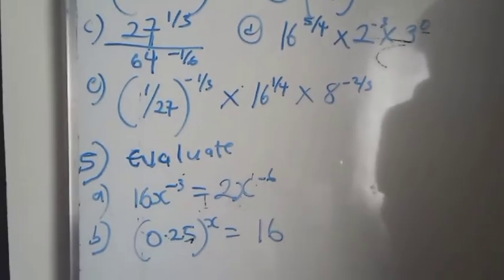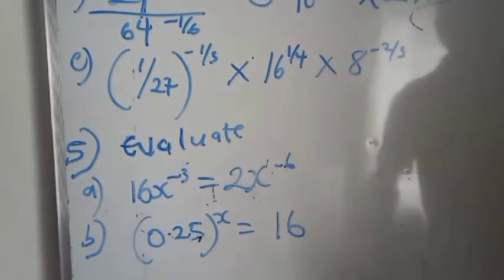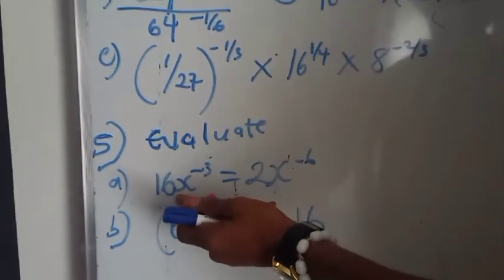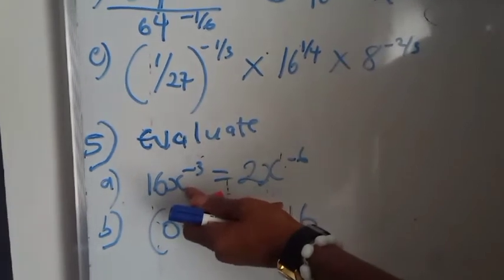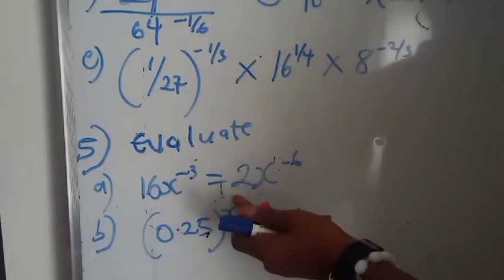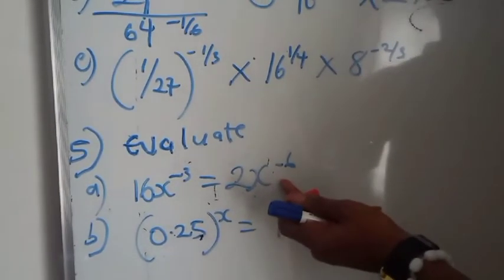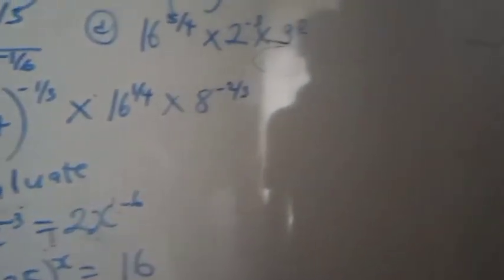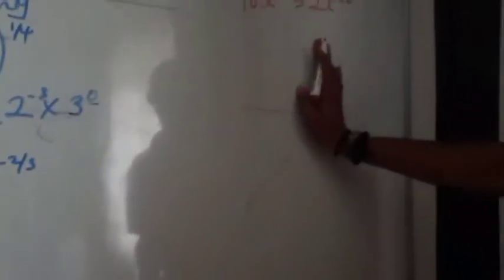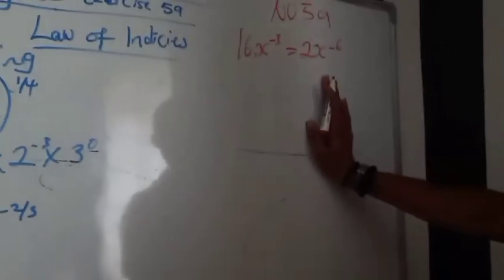Okay, we go to number 5A. 16^x times 2^(-3) equals 2^x times 2^(-6). So this is the question. Let's solve it. What will I do here? I'll look for what is common on both sides. So 2 is common on both sides.